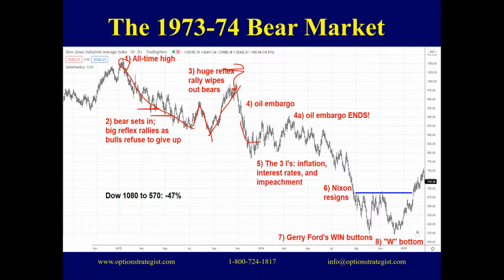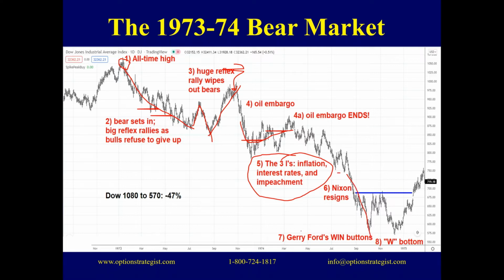The oil embargo came in there. The three I's were important back then: inflation, interest rates, and impeachment. Nixon was still president at that time. We don't have impeachment now, but we certainly have inflation and high interest rates. Then when Nixon resigned, the market plunged into its lows.